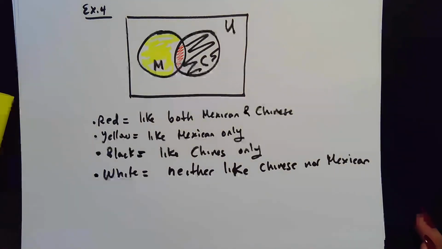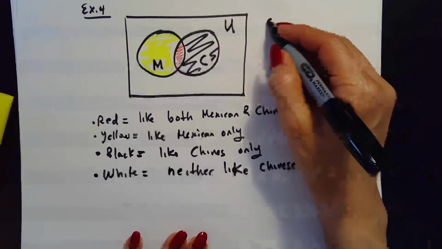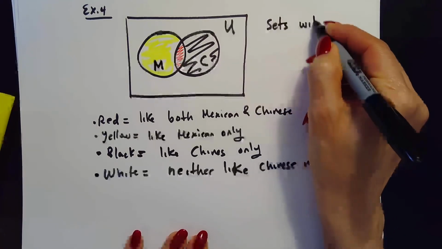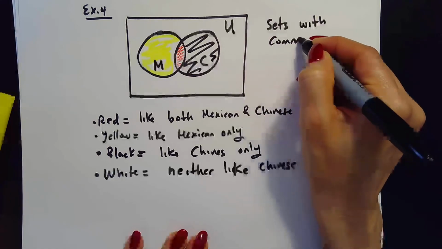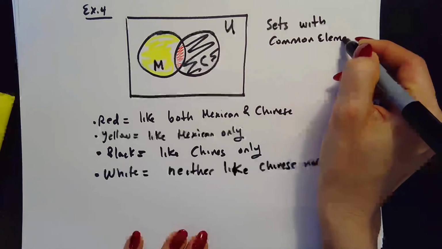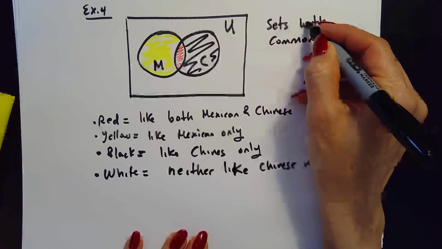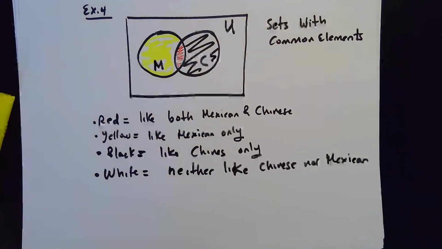So yeah, that's basically what do we call this? These are sets with common elements. Okay, so sets with common elements. All right. So that is what we have for the first problems there.